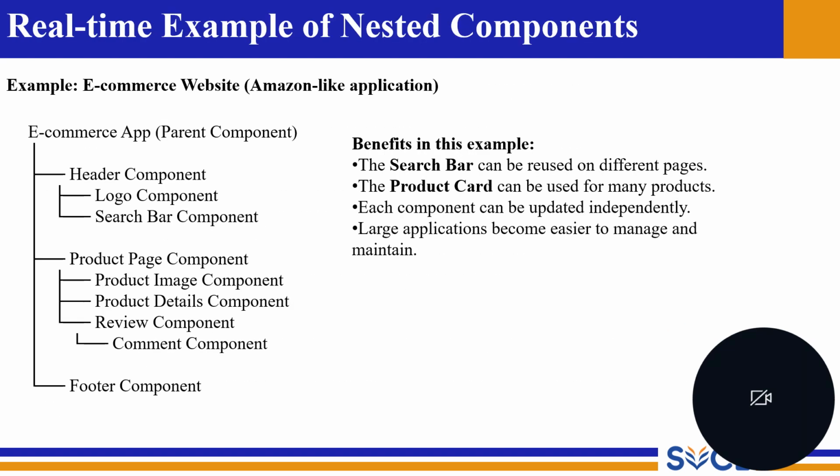So this is a real-time example for the nested component. Take an example of an e-commerce website like Amazon. Here you have the parent component. Under that you have the header component. The header component contains a logo component and a search bar component. After that, you have a product page component. Under the product page, you have a product image component, product details component, review component, and then comment component. Finally, you have a footer component.